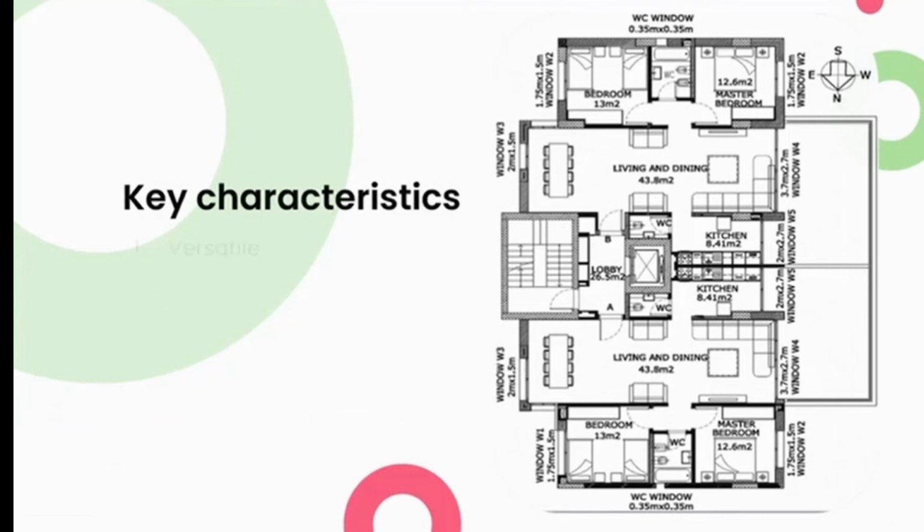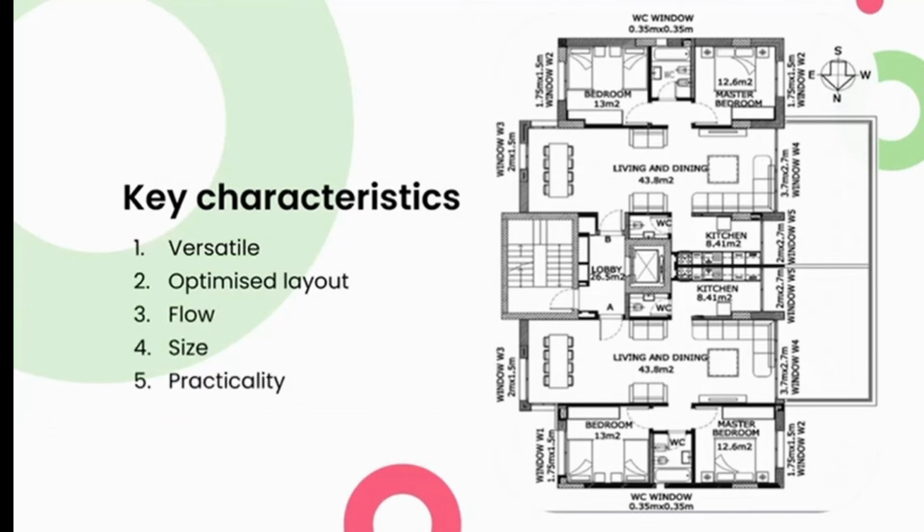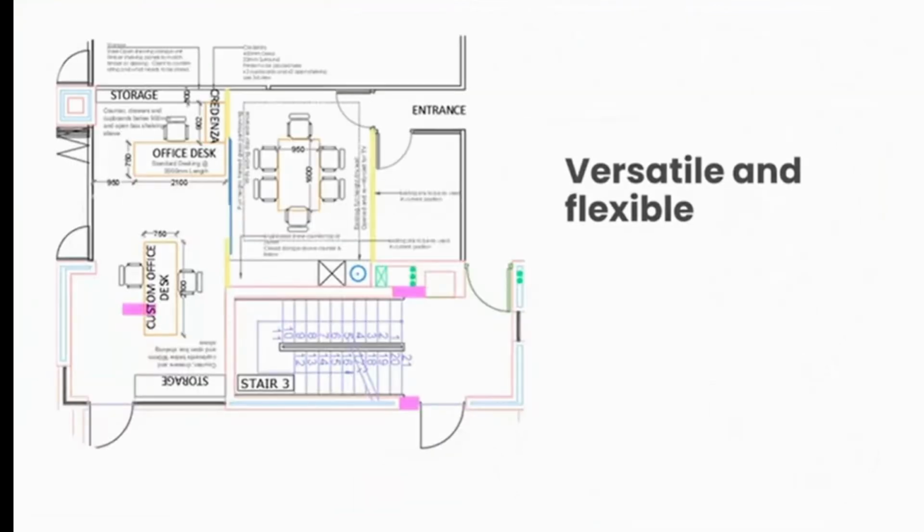Firstly, we need to look at versatility. We need to look at optimizing layout. We need to look at traffic flow. We need to look at size and proportion. And number 5, we need to look at practicality. So these are all elements that you need to consider when creating your floor plan. Firstly, we're going to start with versatility and flexibility.